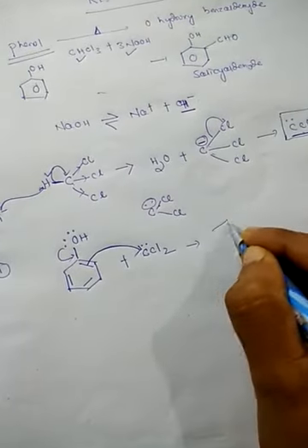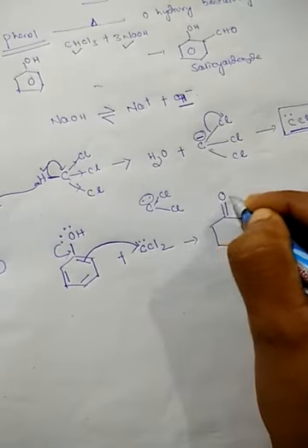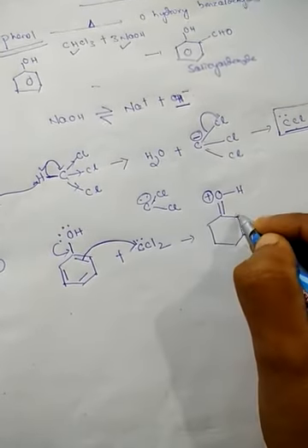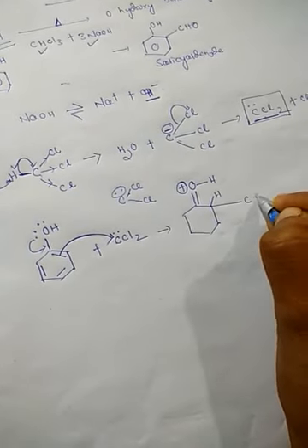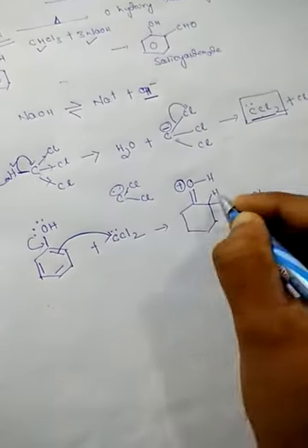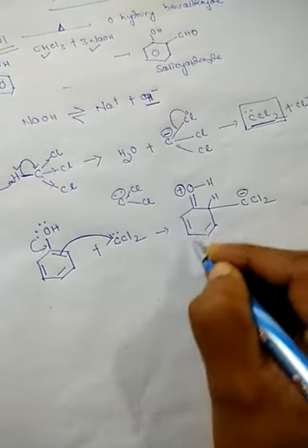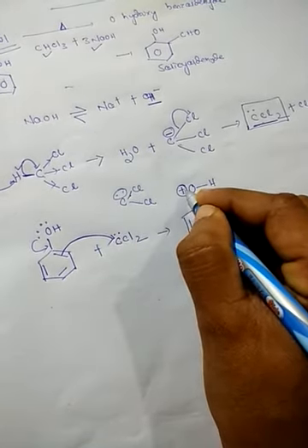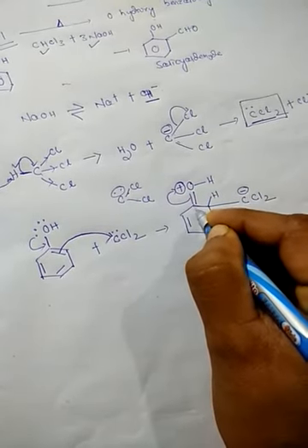Now we have a double bond taking place here. After loss of lone pair of electrons, it will acquire a positive charge. Initially it contains hydrogen. Now we have CCl2. After the attack of this pi bond, this one will acquire a negative charge, and this bond goes to this place to minimize the positive charge. This carbon will acquire a positive charge.